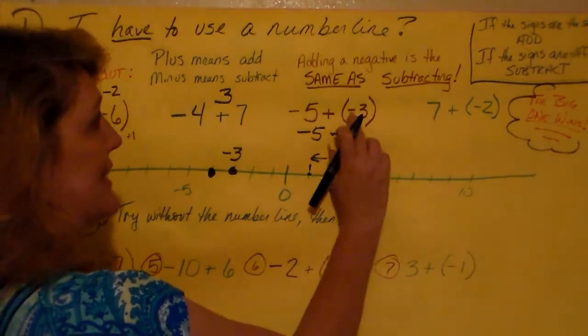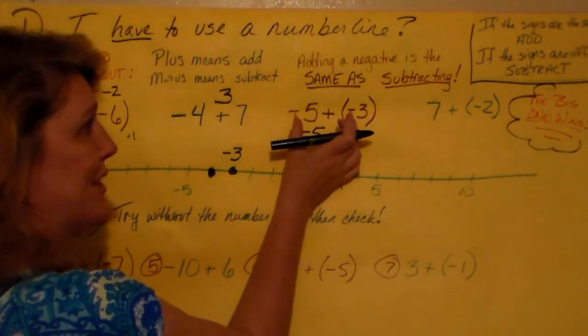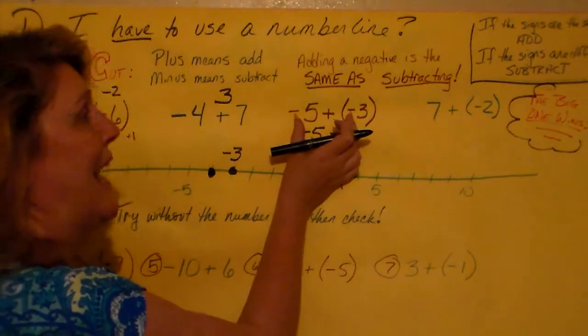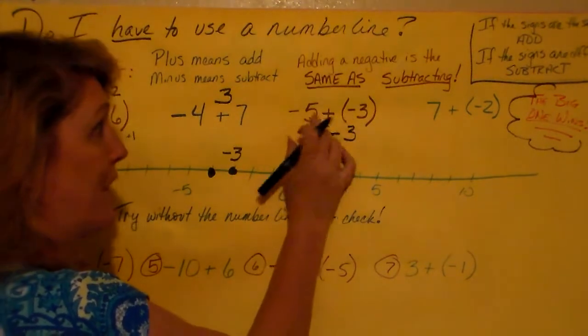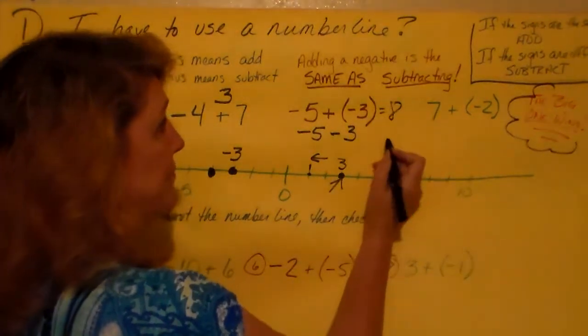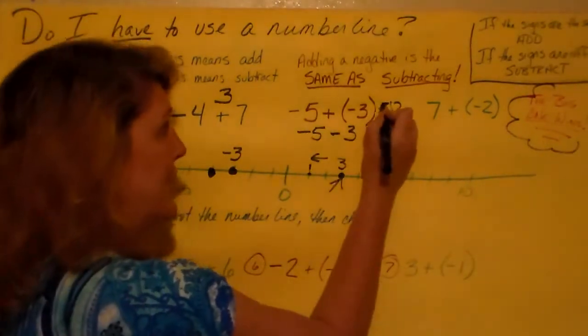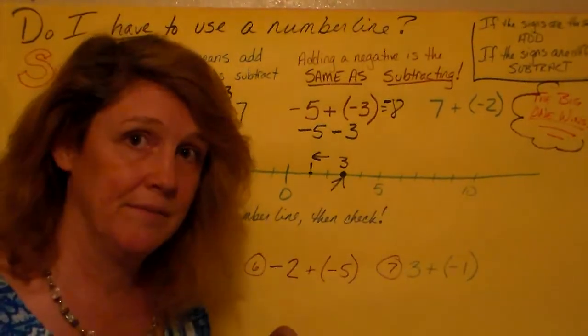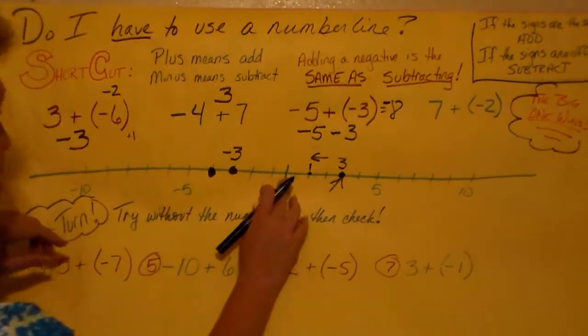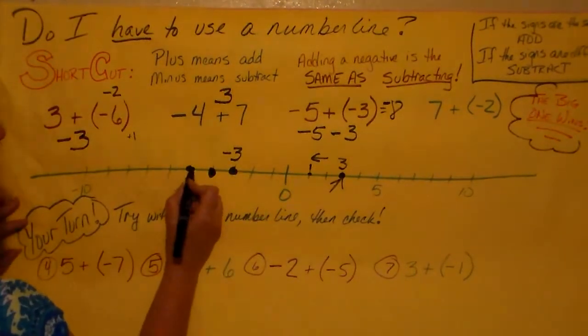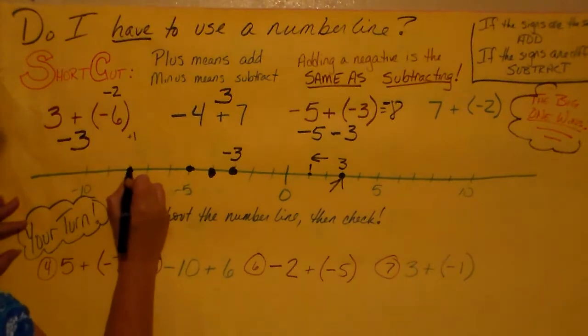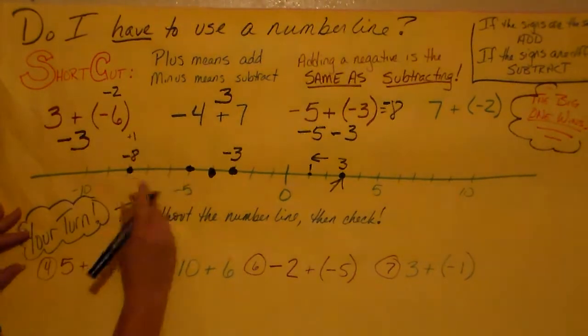Negative 5 plus negative 3. These two signs are the same, so we're going to add them. 5 plus 3 is 8. And the biggest number, 5, is a negative. So the answer is negative 8. What does that mean? Well, I'm going to start at negative 5, and I'm going to go negative 3 more. And that gets me to negative 8.